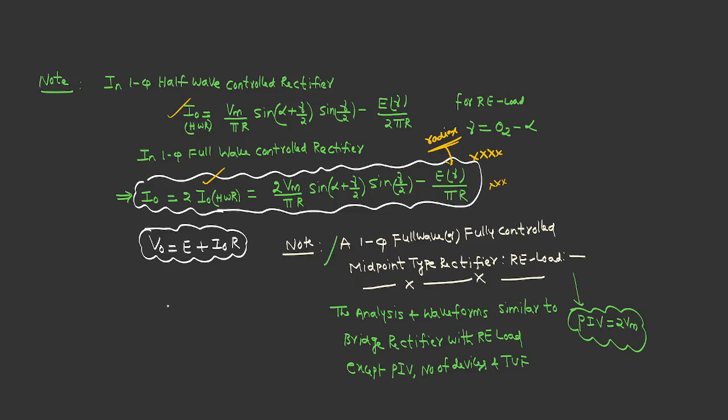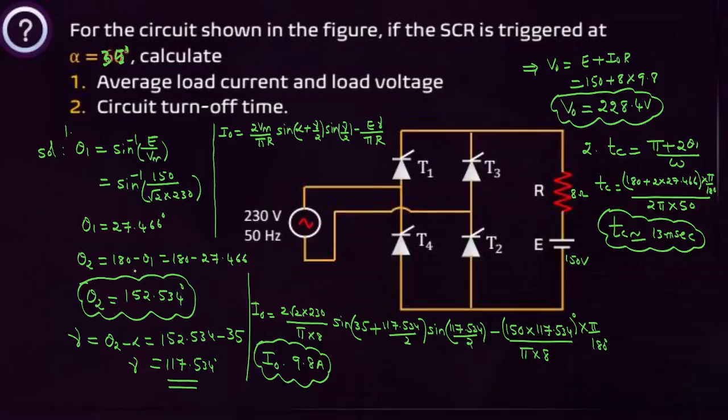Single phase, full wave or fully controlled midpoint type rectifier with RE load, peak inverse voltage is 2 Vm. That point also you have to concentrate. But the average output voltage V naught equals E plus I naught into R. This is for R load and RE loads. You have to practice this model of question. Mainly very important for 2 marks, I naught is asked. I naught equals how much? Average load current. You can also expect circuit turn off time. The circuit turn off time T is equal to (pi plus 2 theta 1) by omega.